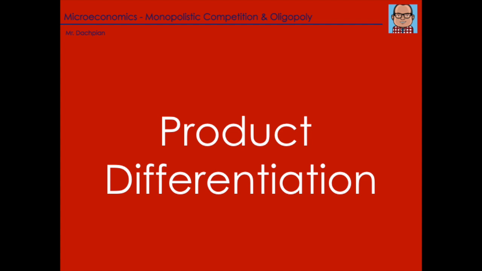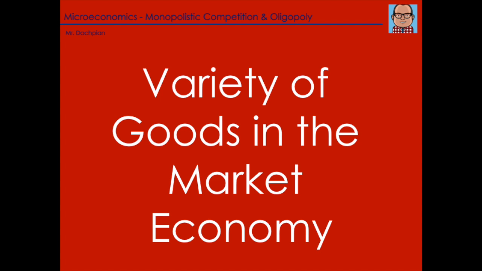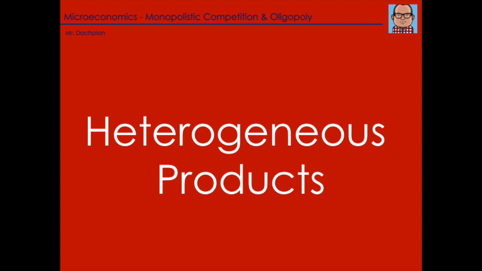Product differentiation is the effort by firms to produce goods that are slightly different from other types of goods. Homogeneous products are goods that have no product differentiation, goods that are indistinguishably similar from the point of view of the buyer. Heterogeneous products are goods that have product differentiation, or goods that are not similar in the view of the buyer.